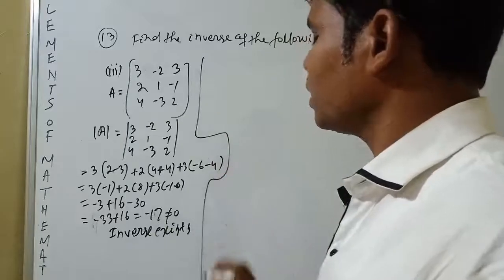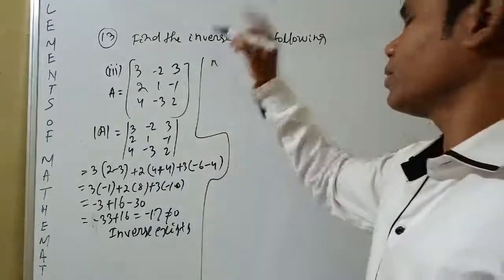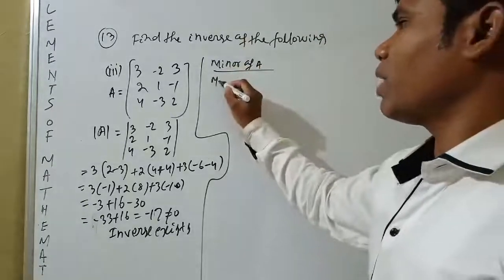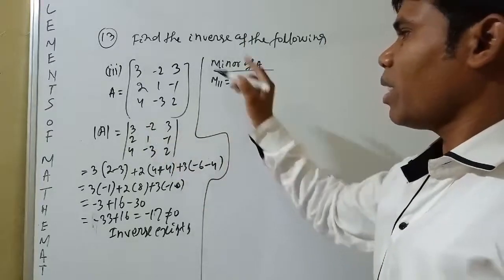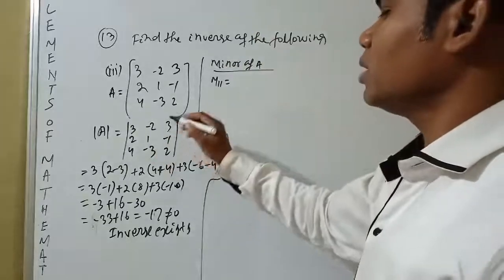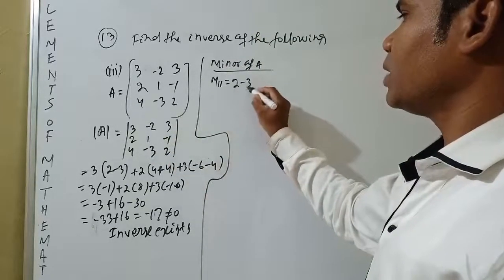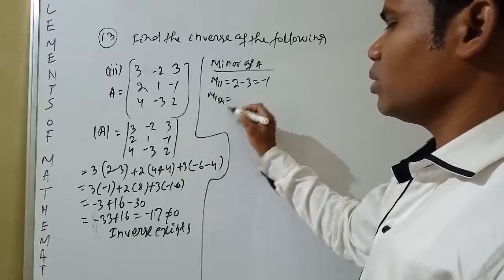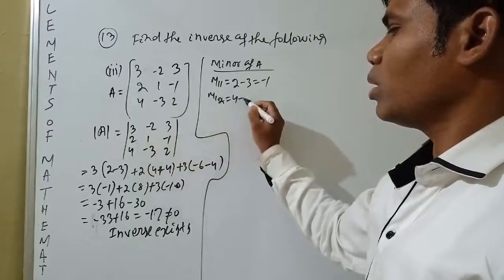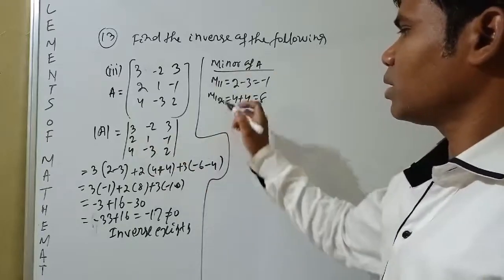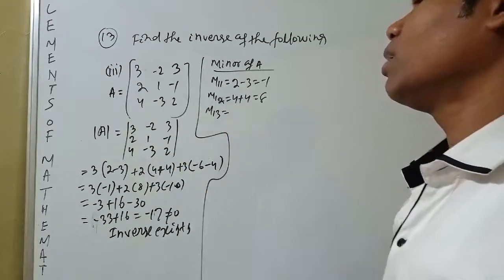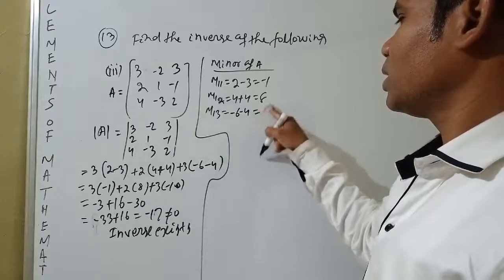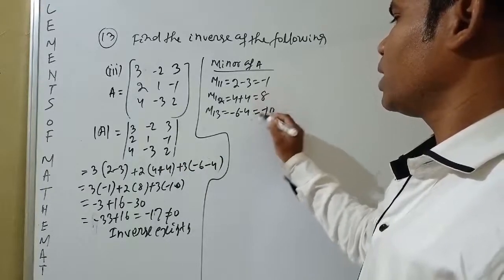Okay, now we have to find the minor of A. M11 is equal to, for this element, 1 into 2, 2 minus 3 is equal to minus 1. M12 is equal to 4 plus 4 is equal to 8. M13 is equal to minus 6 minus 4, this is your minus 10.